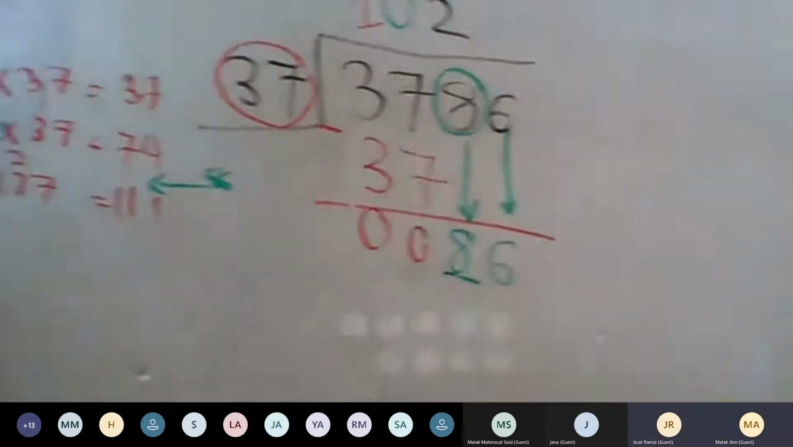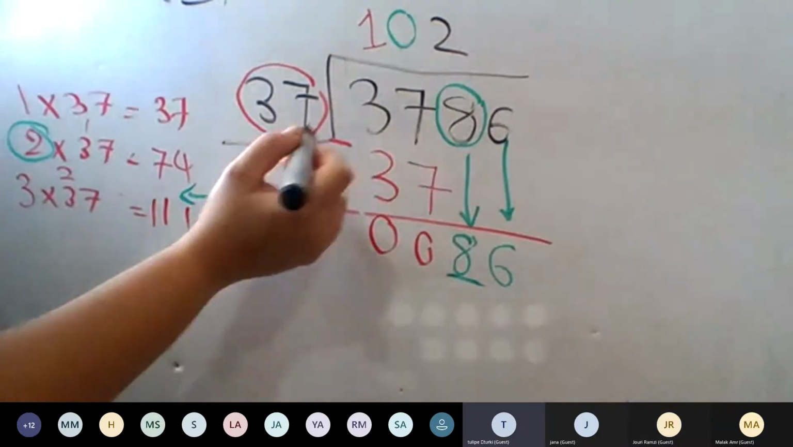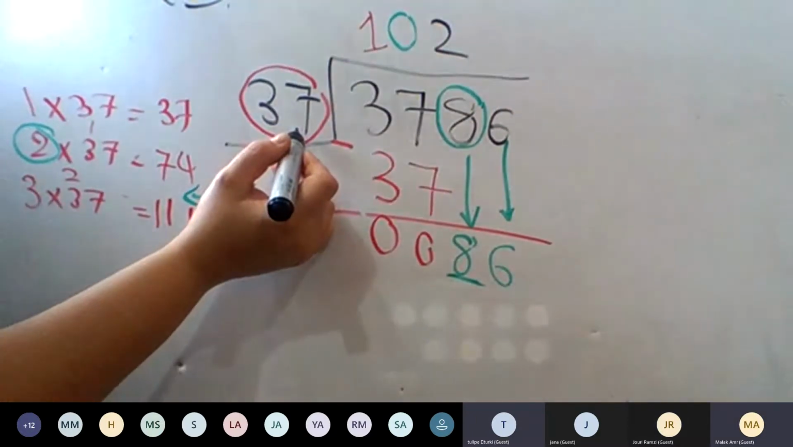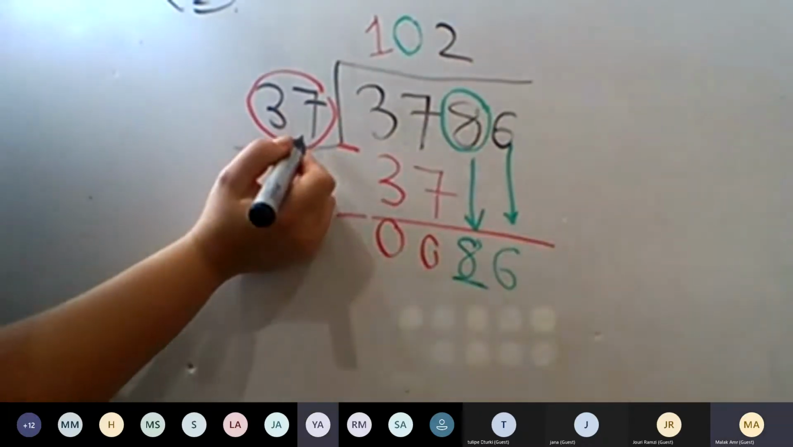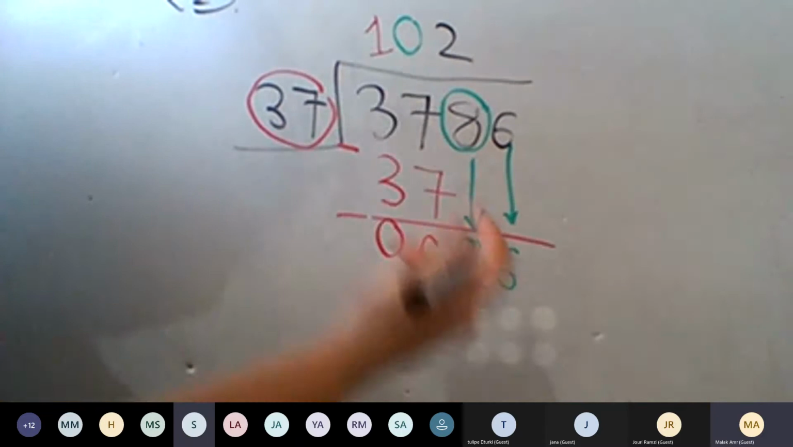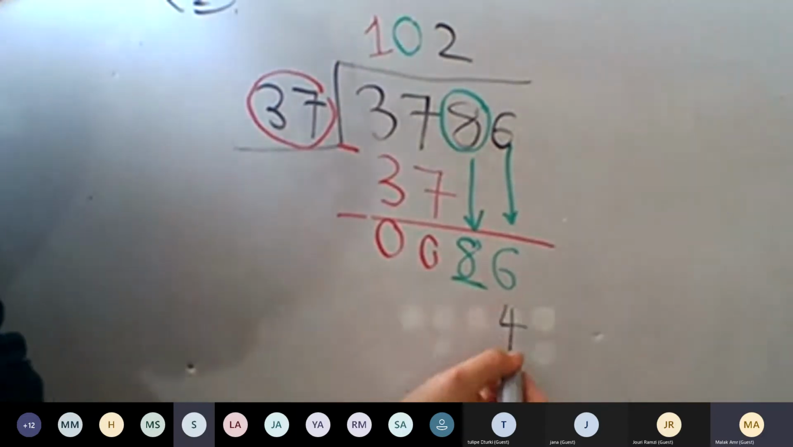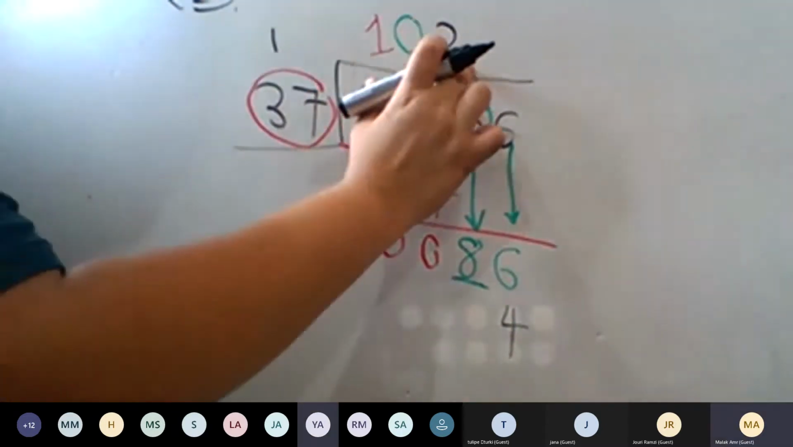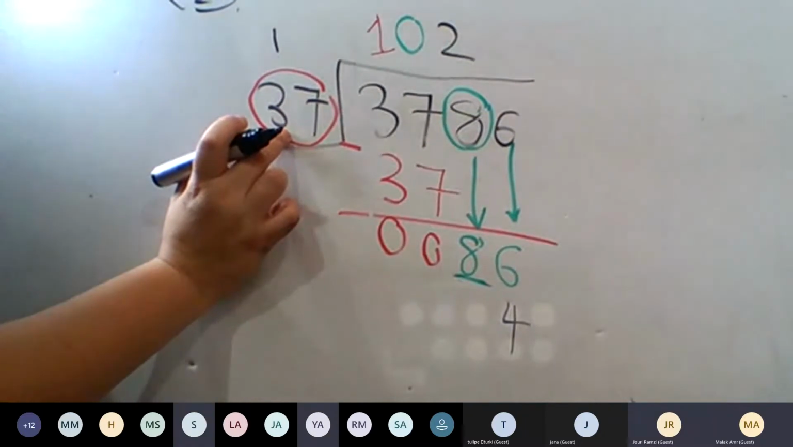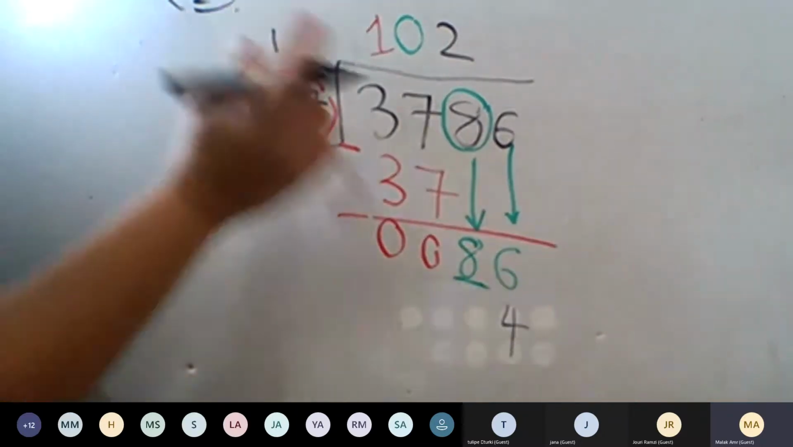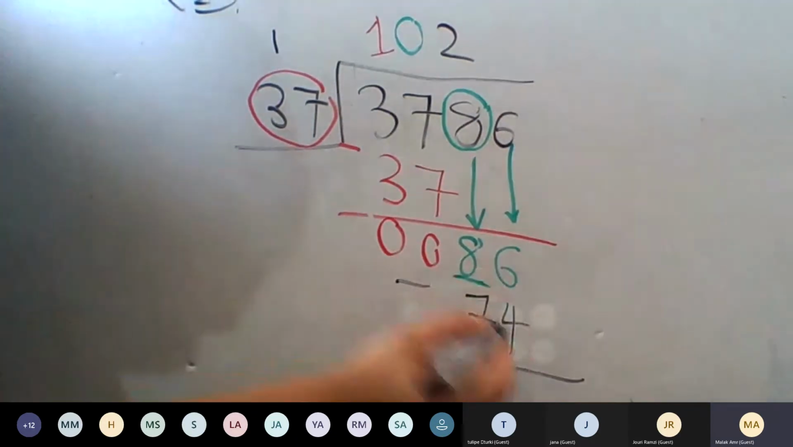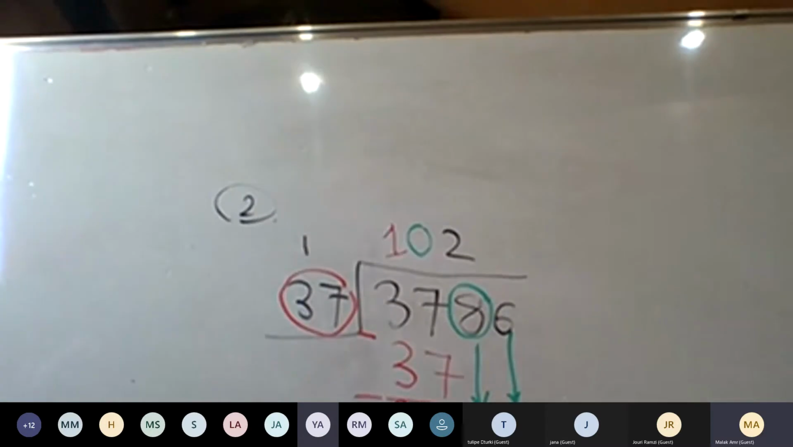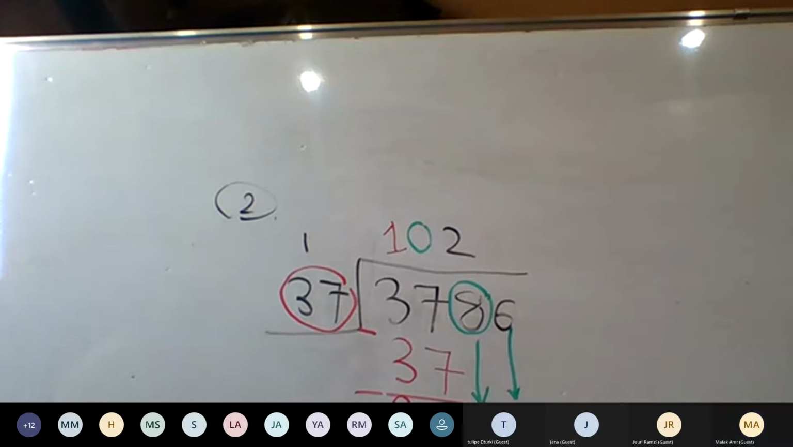Now, 2 times 7 is 14, 2 times 3 is 6, plus 1 is 7, so 74. Now I will subtract 74 from 86. 6 minus 4 is 2, 8 minus 7 is 1. So the remainder is 12.